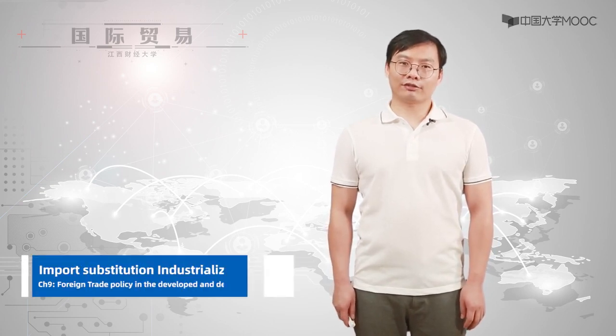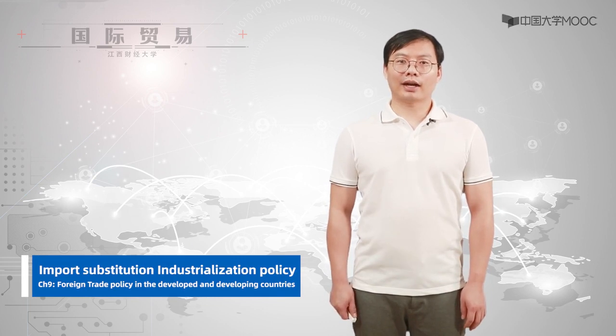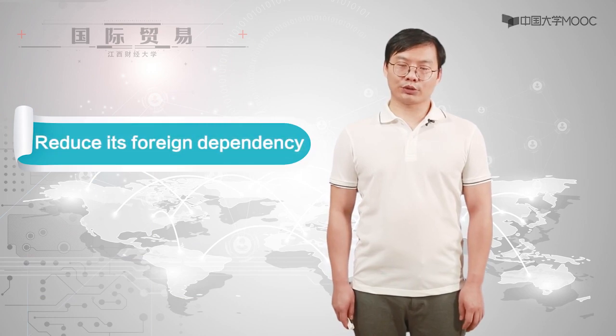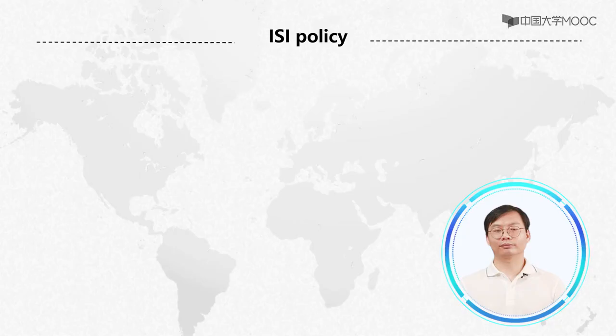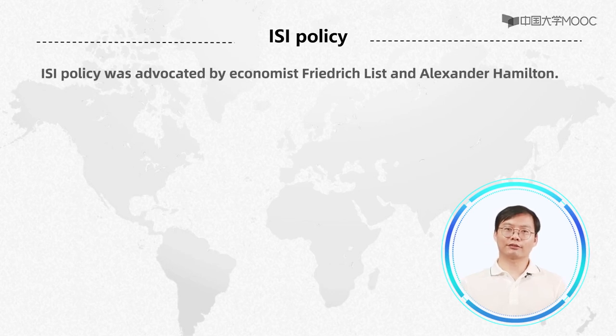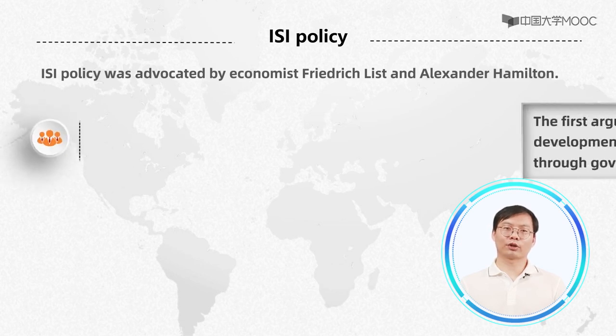To begin with, ISI policy was widely used in Latin American countries during the 1950s and 1980s. ISI is based on the premise that a country should attempt to reduce foreign dependency. How to do it? Through local production of industrialized products. This policy was advocated by economists Friedrich List and Alexander Hamilton. There are two key arguments supporting this foreign policy.